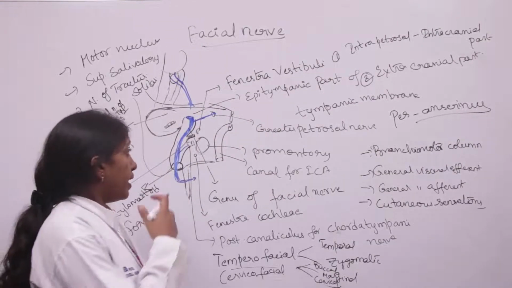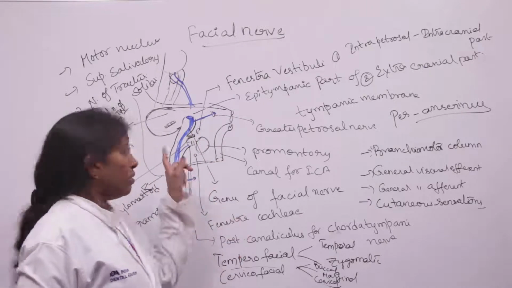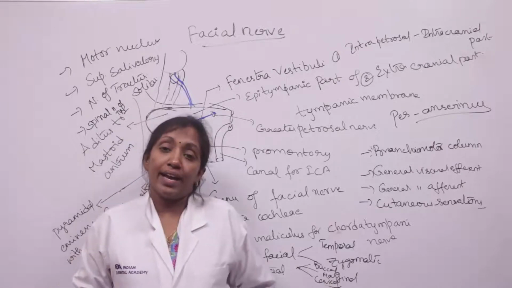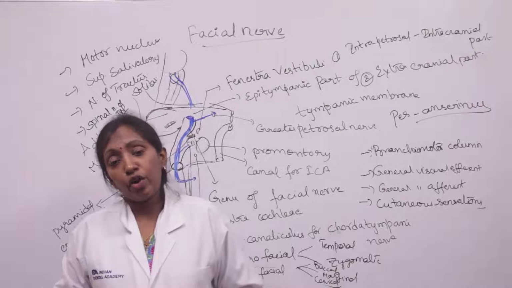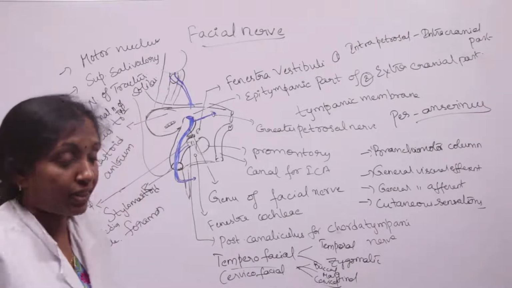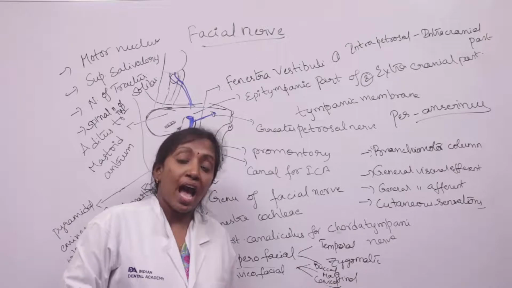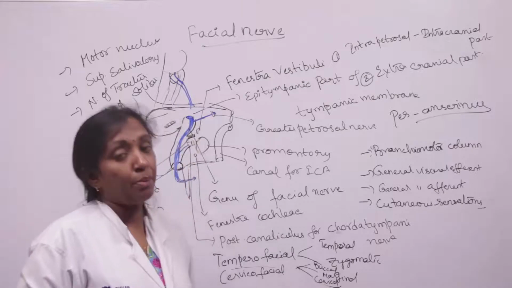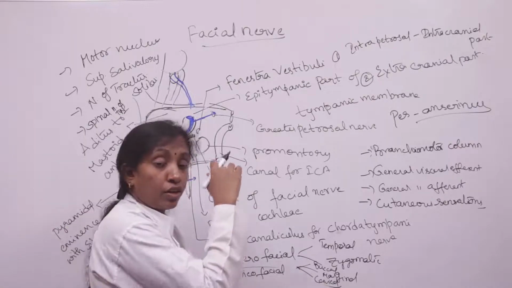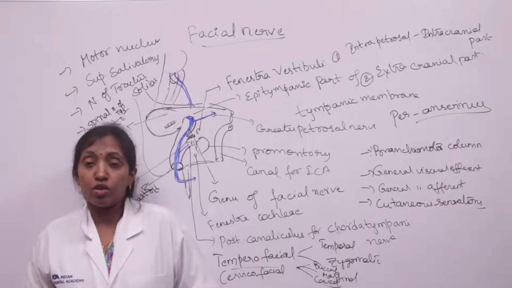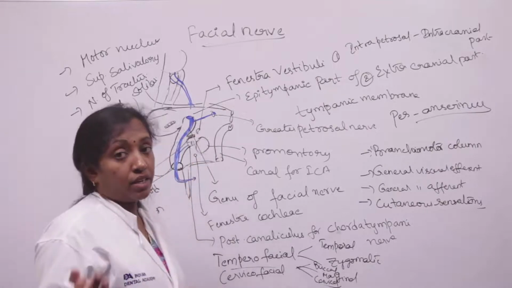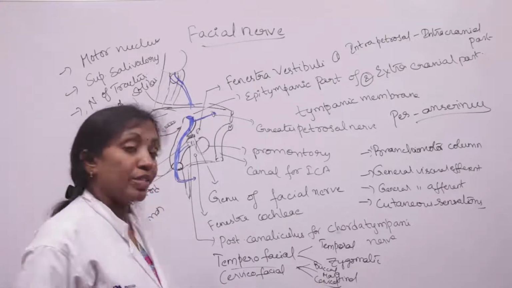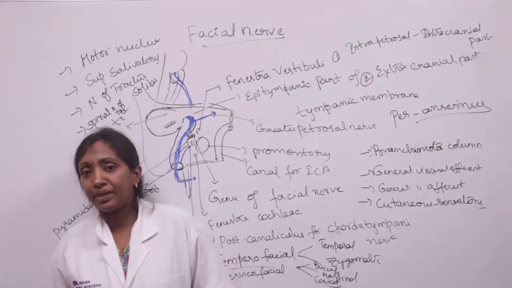So the greater petrosal nerve arises from the genu of the facial nerve and, after joining with the deep petrosal nerve, forms the nerve of pterygoid canal, which carries preganglionic parasympathetic fibers that relay in the pterygopalatine ganglion. The postganglionic fibers reach the lacrimal gland through the zygomatic and lacrimal nerves, and those to the soft palate and the nasal mucosa and glands reach them through the greater and lesser palatine nerves. So the greater petrosal nerve is very important, as it carries preganglionic parasympathetic fibers.